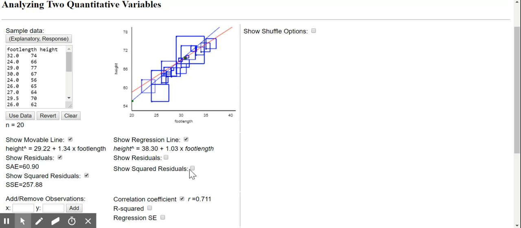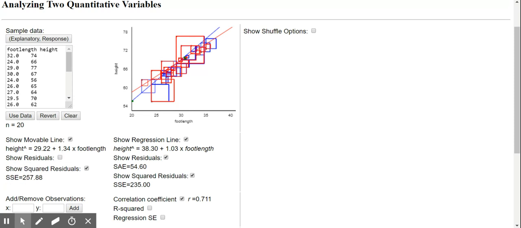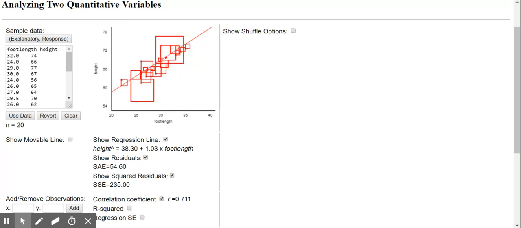I could show the residuals here, show the squared residuals, and you could see them overlaid with each other. Okay, well, that's a little confusing at this point. So I'm going to unclick this now. So remember, I got 257, that's the best I got, and the actual sum of squared residuals, 235. So I bet you got a lot closer to that than I did, and if you got exactly 235, congratulations, very good job, well done.